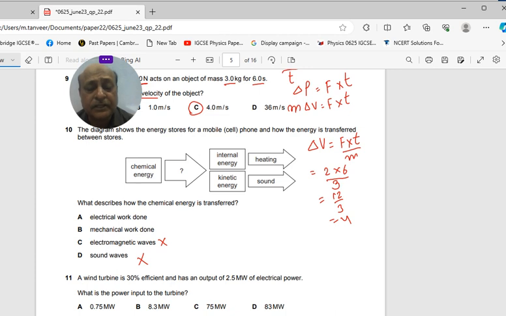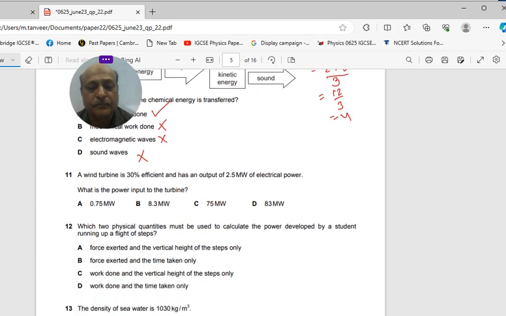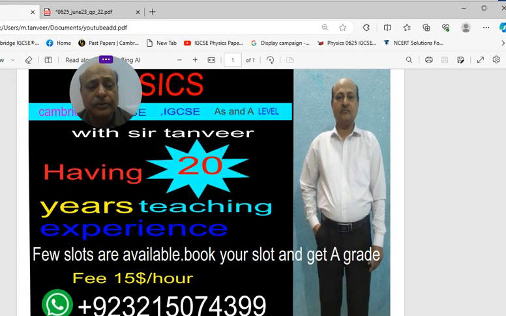First, electrical work done. This is correct. Then this electrical work done will be converted into internal kinetic energy, heating energy, sound energy, mechanical energy. This will be later stages. So first stage is electrical work done. Question number 10 is completed. So you have to revise all these questions.